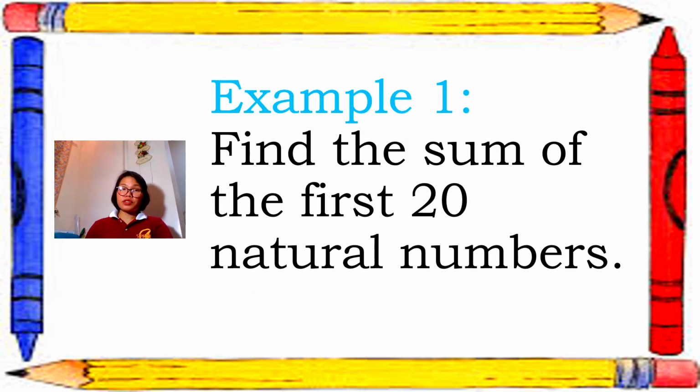Find the sum of the first 20 natural numbers. Okay, when we say natural numbers, these are counting numbers. Ma'am, is 0 included? Of course not. What is this, guys? Because our starting counting number is 1. So, first 20 natural numbers.